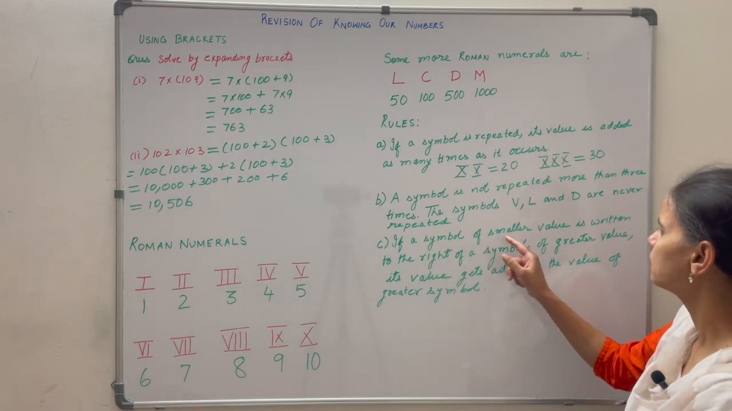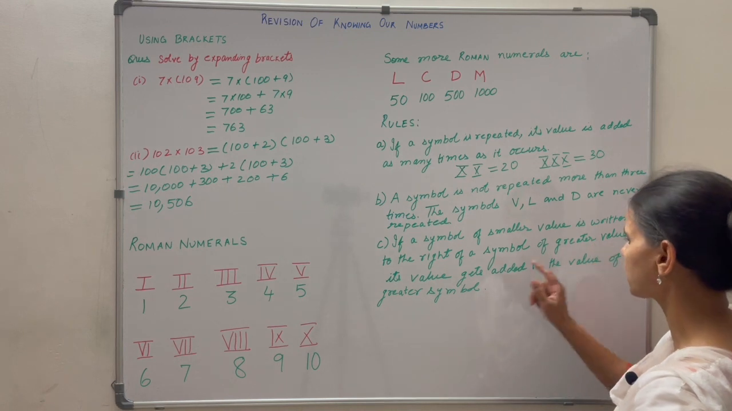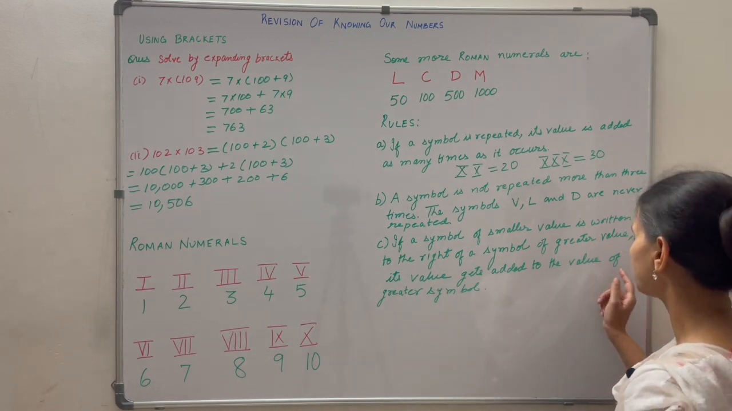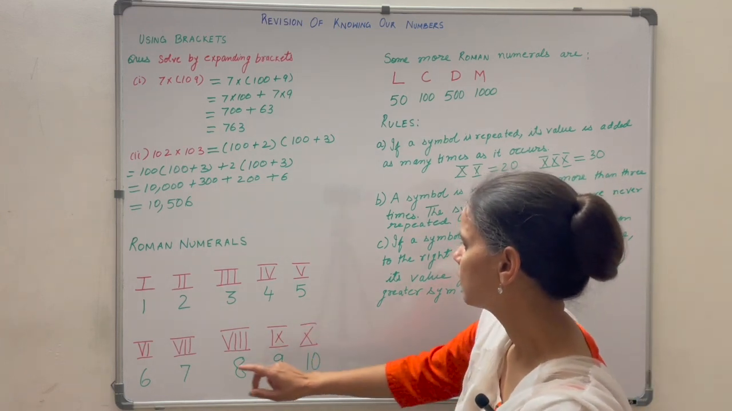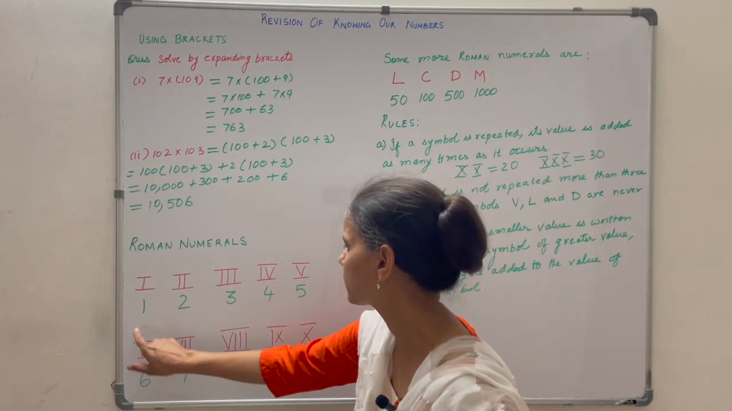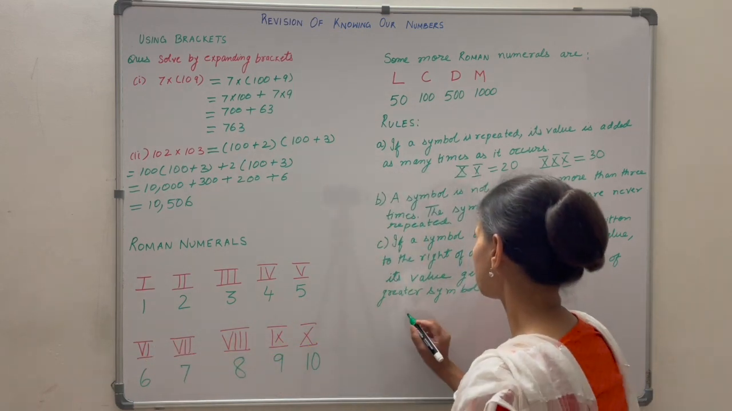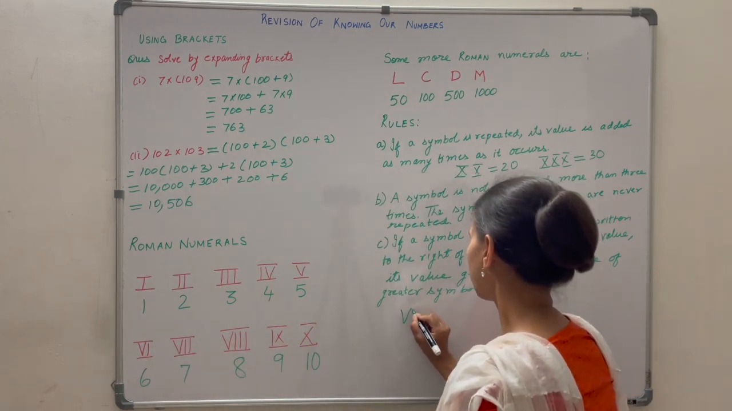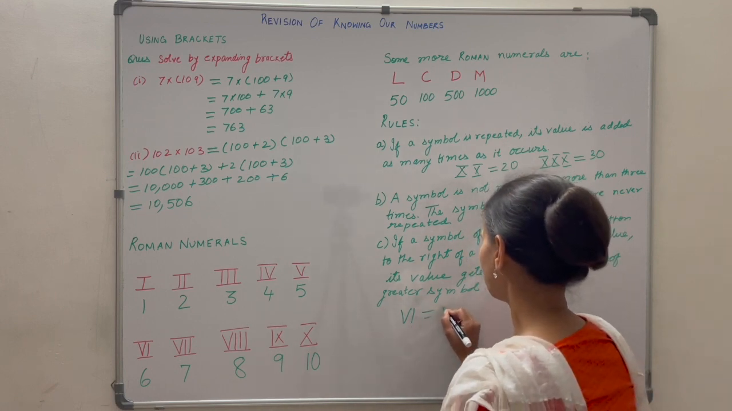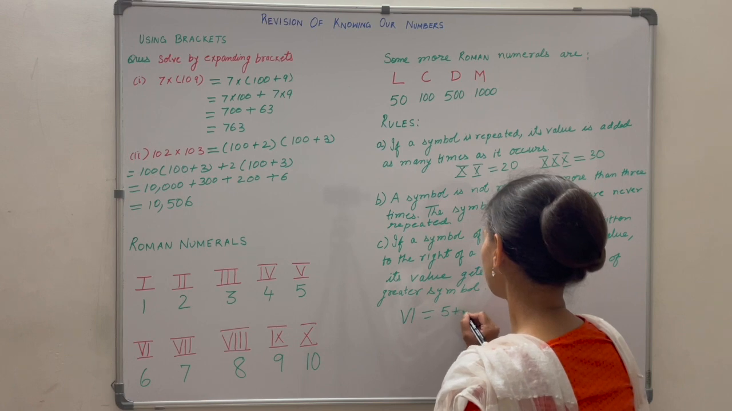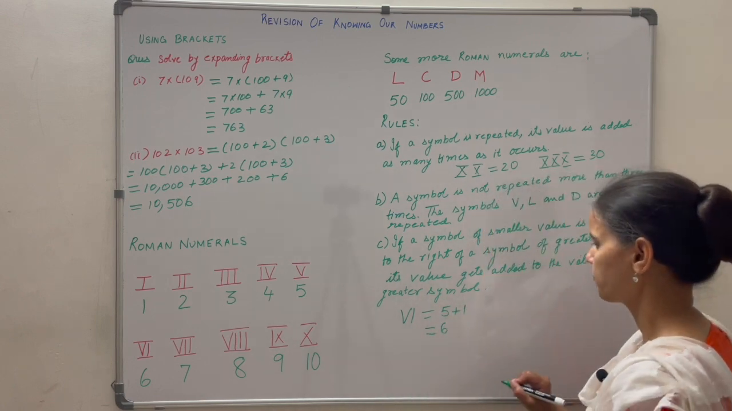If a symbol of a smaller value is written to the right of a symbol of greater value, its value gets added to the value of the greater symbol. See, this is the greater symbol. 5 is greater than this 1. So when you put it here, it becomes 6. This is 5. When you put one smaller symbol, this is for 1, the value gets added. So this has become 5 plus 1, that is equals to 6.